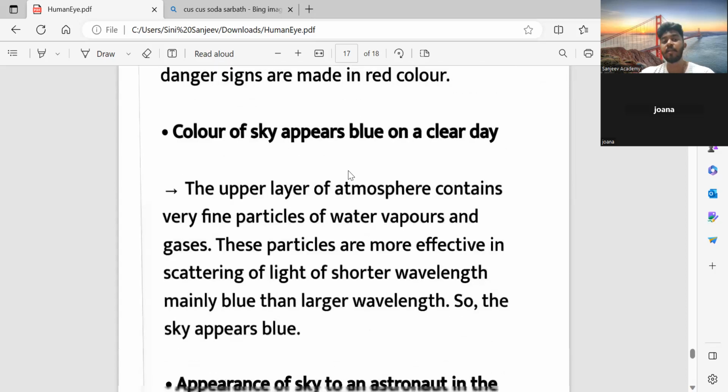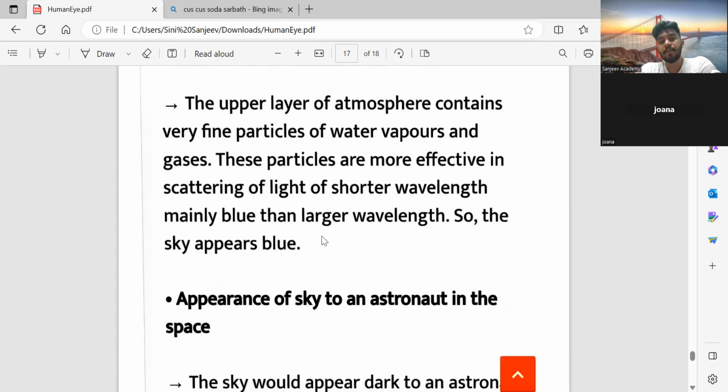And why does the color of the sky appear blue on a clear day? This question also can be asked in the examination. Because the upper layer of the atmosphere contains varied particles of water vapors and gases. These particles are more effective in scattering light of shorter wavelength, mainly blue, than the larger wavelength, the red color. So that is the reason our sky appears blue. So we write this as it is to get the full marks.